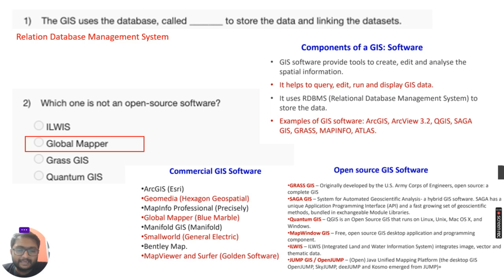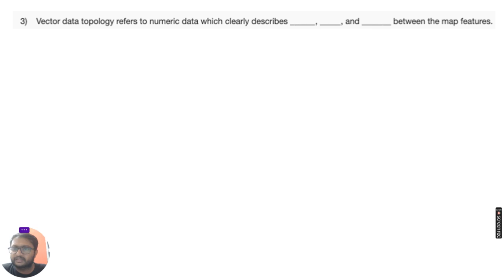And then ILWIS, which is Integrated Land and Water Information System, is also open source software, not a commercial one. So just go through these tables or slides given for commercial as well as open source GIS software. In the commercial ones, the most famous is ArcGIS, then Bentley Maps, Map Viewer, and Global Mapper. So a couple of commercial software packages are there.